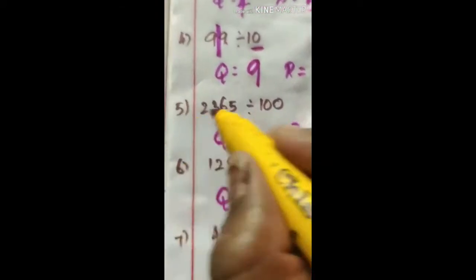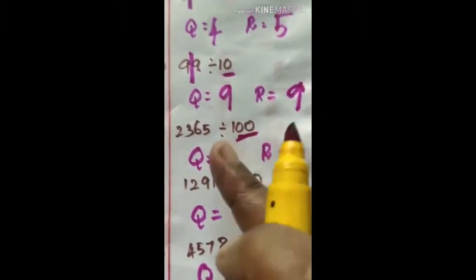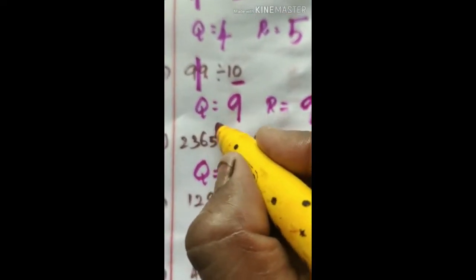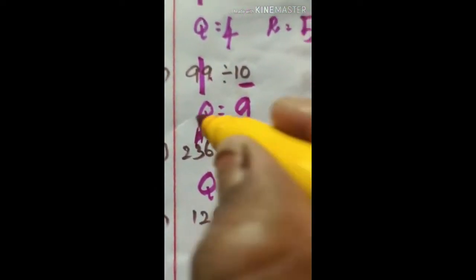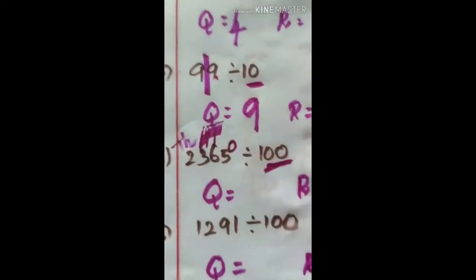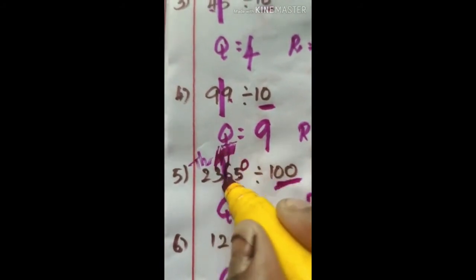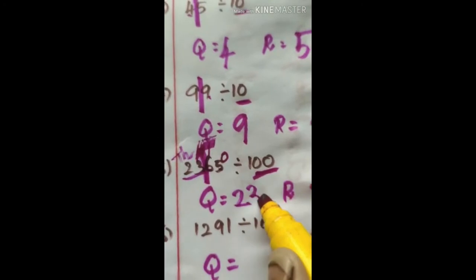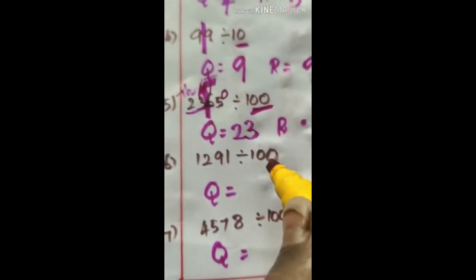Next sum, the divisor is 100. 100 has two zeros. So from the ones place, two numbers before we have to draw the line. 5 is in the ones place, 6 is in the tens place, 3 is in the hundreds place and 2 is in the thousands place. Before the line, the number is 23. So 23 is the quotient and 65 is the remainder.